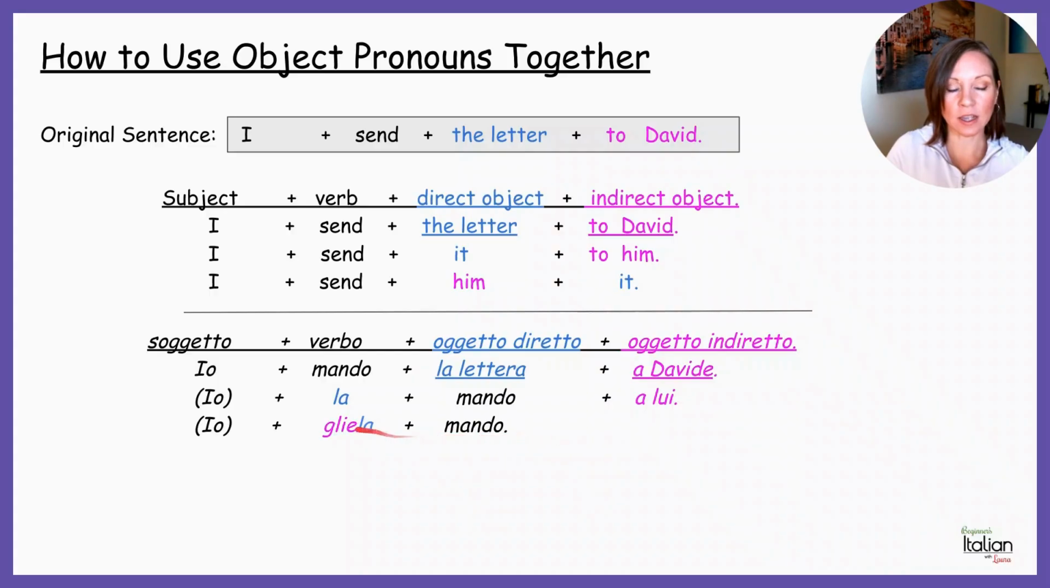Or you can say gliela mando. Okay, gliela mando. So we've combined lie and la to form gliela, and we put it before the conjugated verb, mando, because there's no infinitive in this case, in the sentence. So gliela mando, okay? You'll get it. If you haven't gotten it up to this point, just keep working at it, and it will eventually make sense, okay?